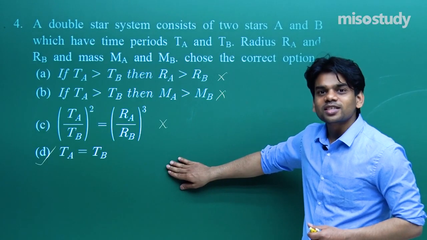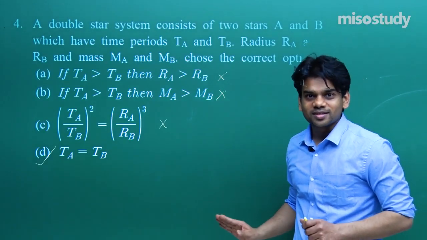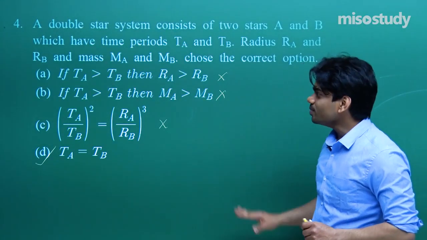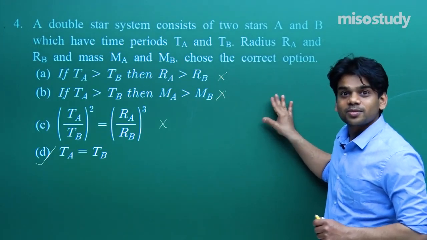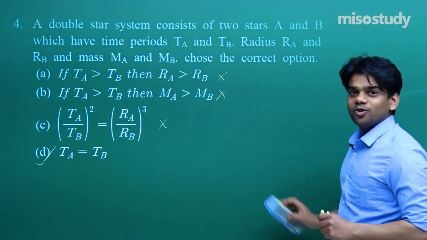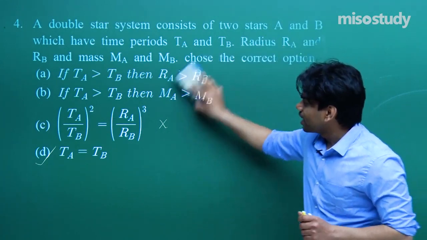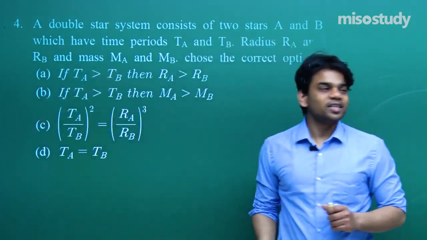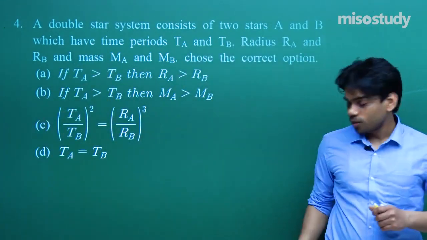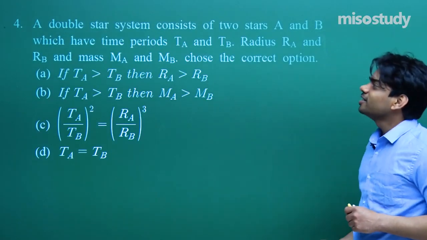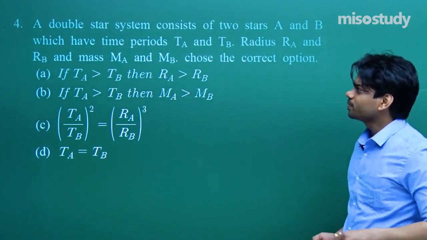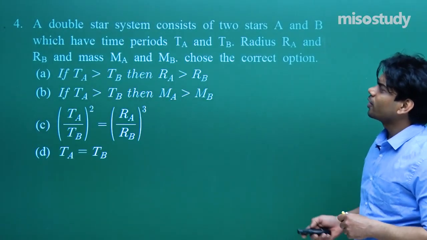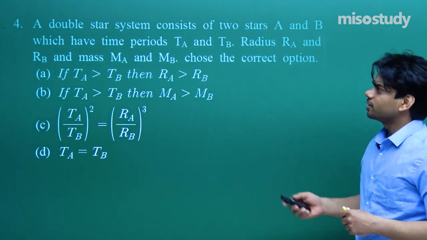Why has this question been asked? Because people don't do double star system concept questions. And I have discussed this double star system in the regular class. I hope that you have taken note of that class and you have understood. So easily you can say that time period will be the same for both the double stars that are rotating around the system, around any planet or any sun.